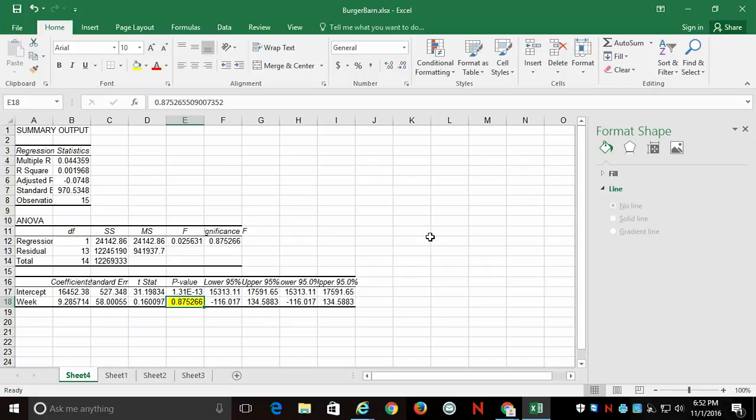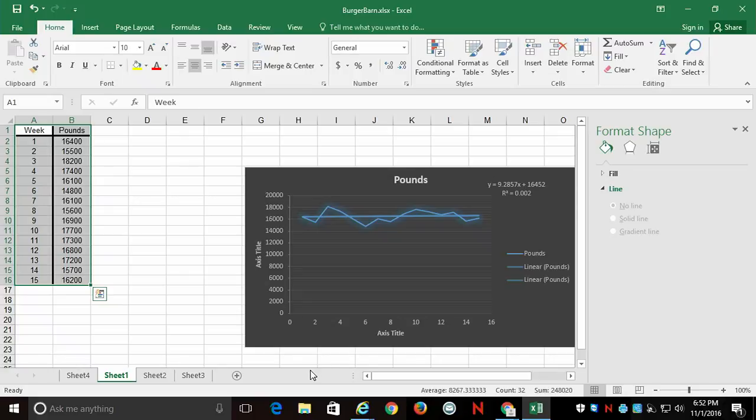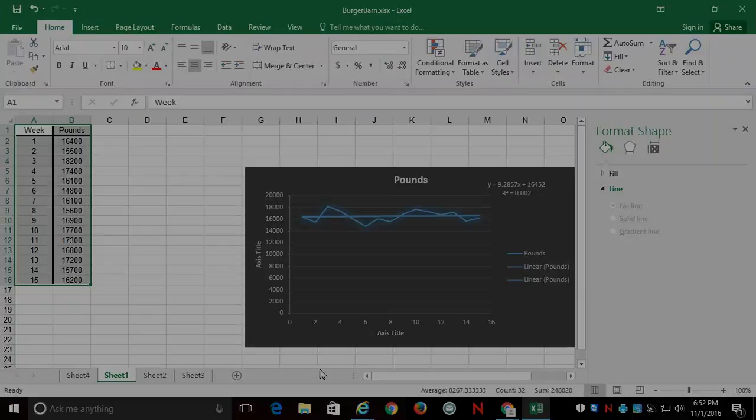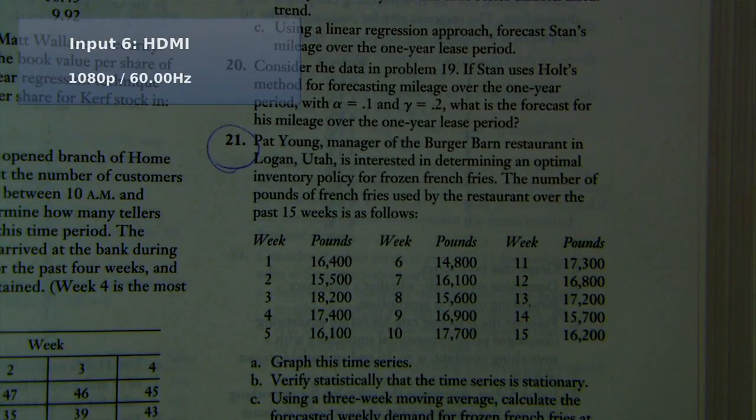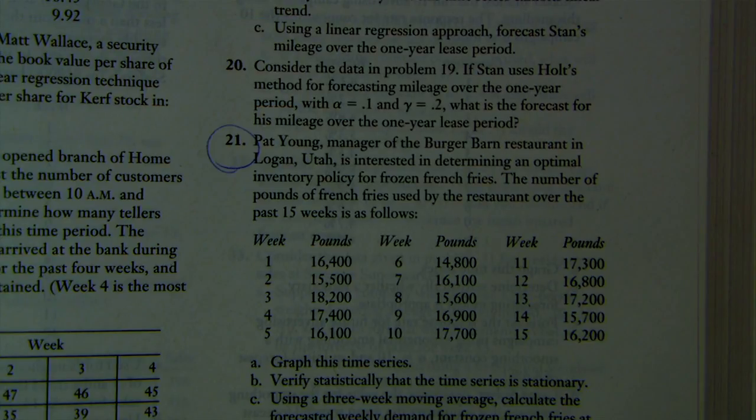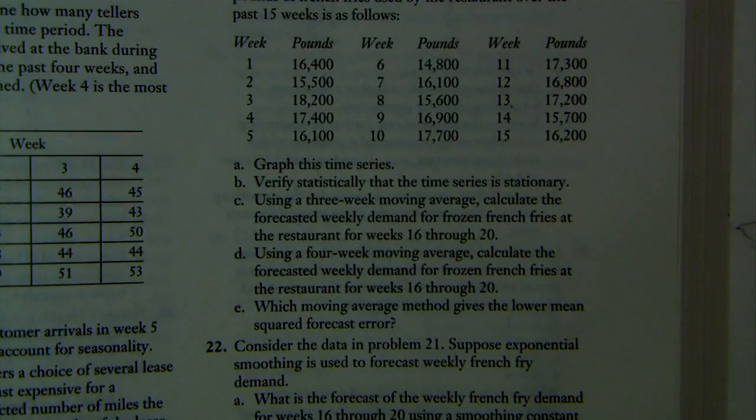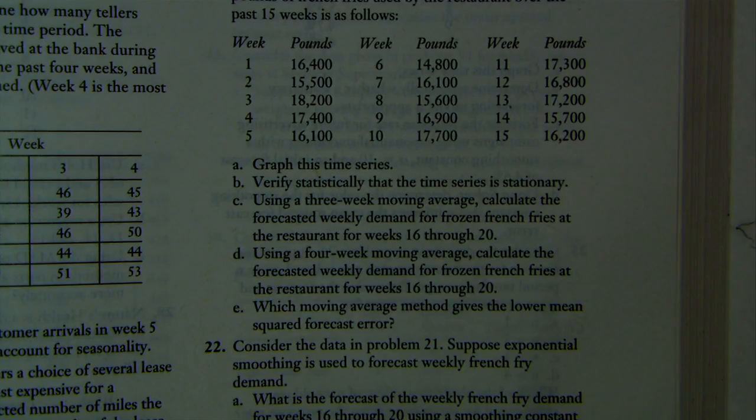The p-value says 0.875266. So if I make the claim that that slope is non-zero, basically the p-value is saying there's an 87% chance that I'm wrong. I don't want to make that claim, right? That's a bad deal. So there's no evidence to support that it's not stationary. So I think I've determined, through various methods, that this thing is stationary. And it doesn't hurt that the book next asks me to use a 3-week moving average, which I know is considered a stationary technique. So that kind of validates it for me as well.